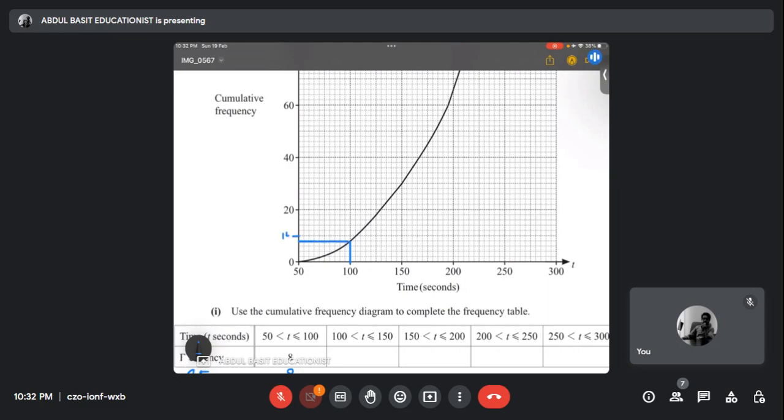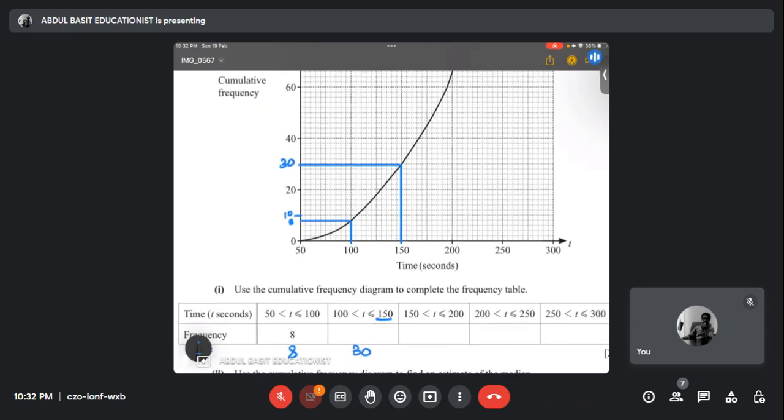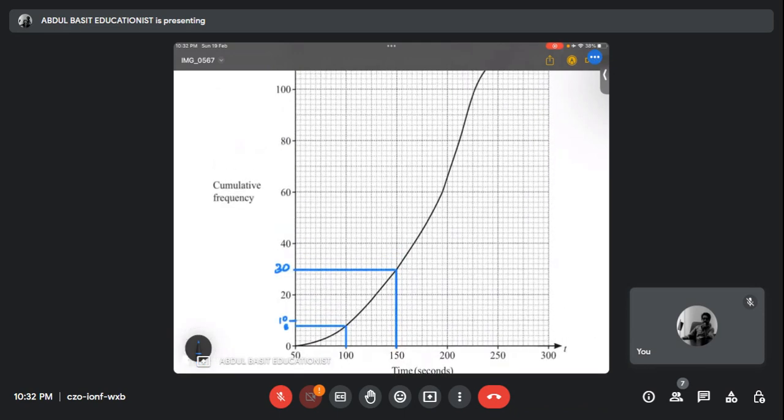Yes, sir, and it is 8. Let's see where 150 will go. So 150 is going to hit this point, and at that point the answer is 30. So I'm going to write 30 here. Okay, now 200 will hit the point. Ramsha, are you getting this? Yes. Okay, if not, feel free to ask questions. That point is 66, so I'm going to write 66 here.